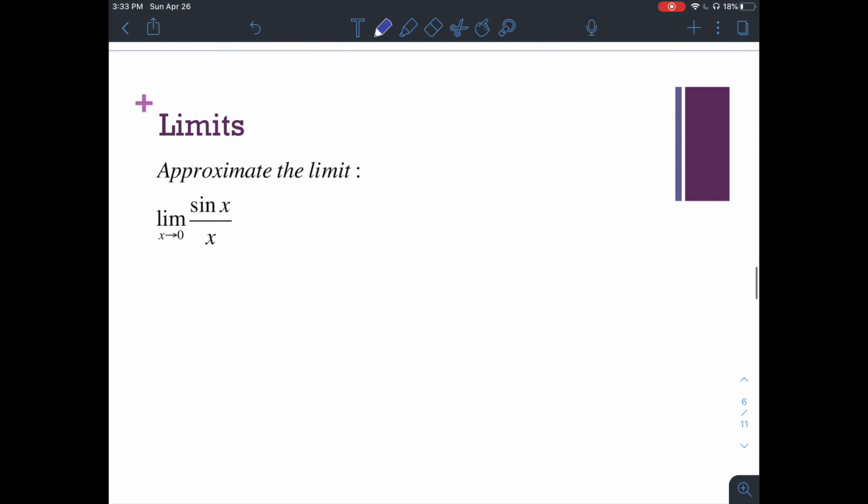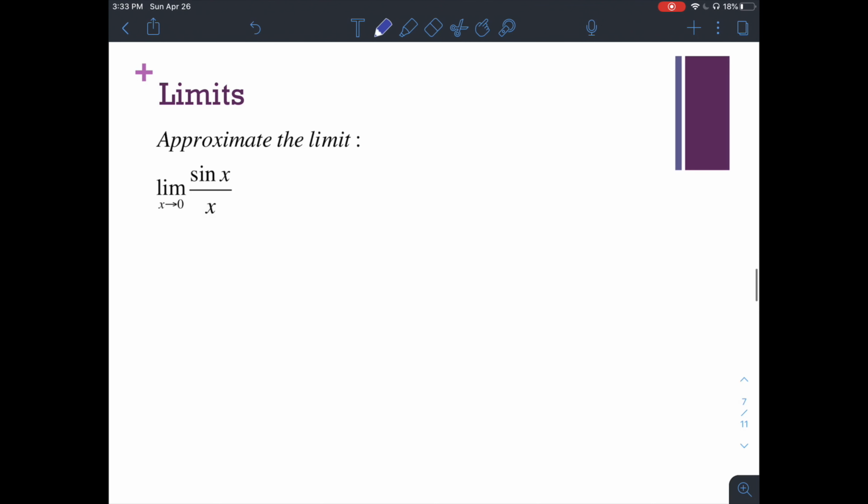All right, we have a couple more examples we're going to do. This one right here, the directions are slightly different. It says we're going to approximate the limit. And typically when you see approximate, that indicates that you're probably going to have to use either a table or a graph to help you. And you can sort of see with this function why you might need to do that.